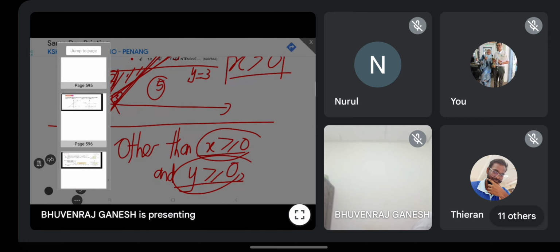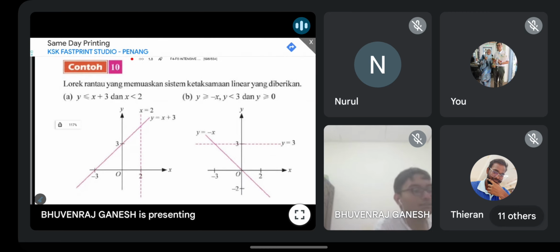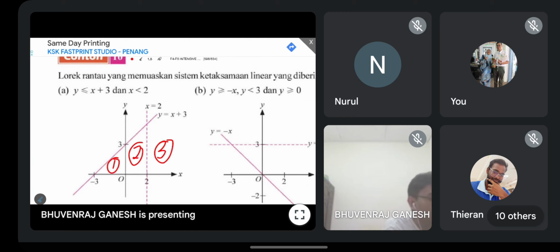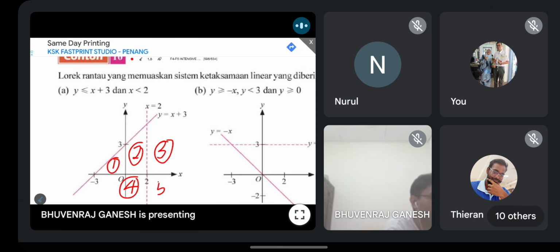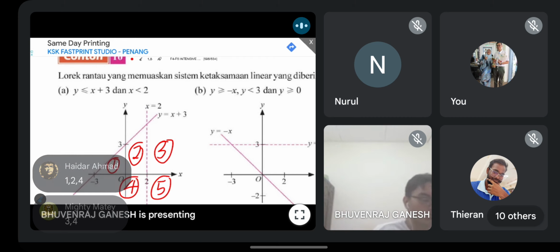Let me see. Okay, this one. Guys, come, let's practice. Got many inequalities here. So first, I tell you the regions: 1, 2, 3, 4, and then 5. So what's the answer, guys? This one, you assume that x greater than 0 and y greater than 0 tak apply, okay? Condition 2 tak apply.